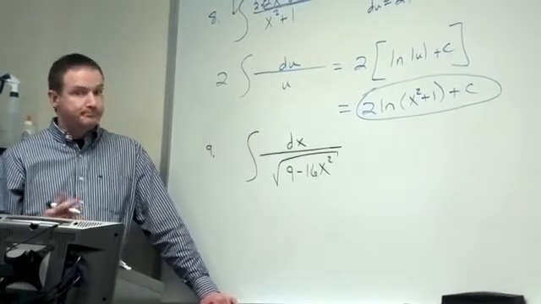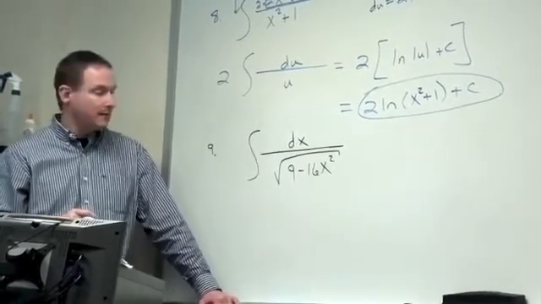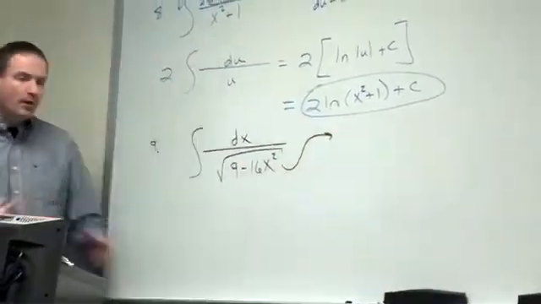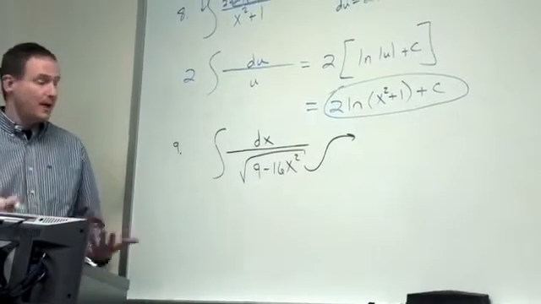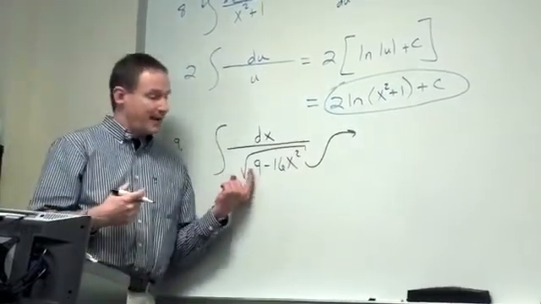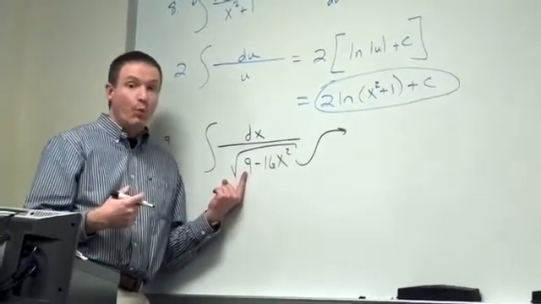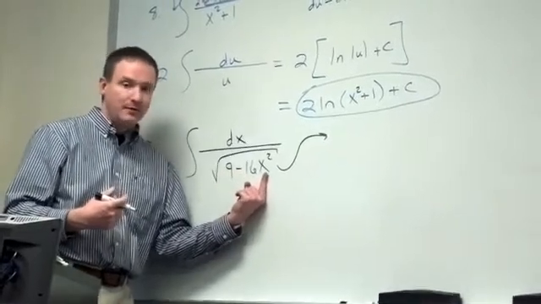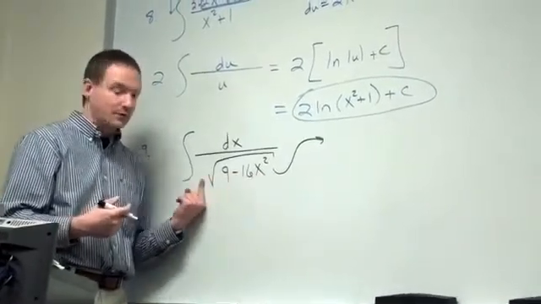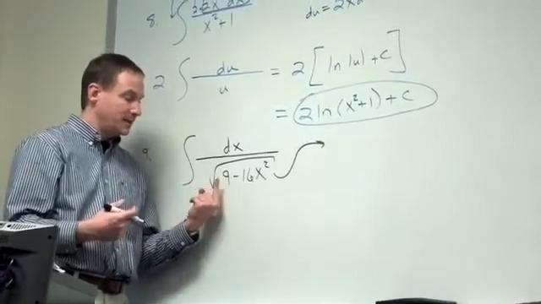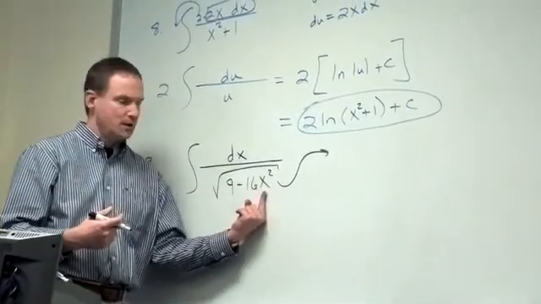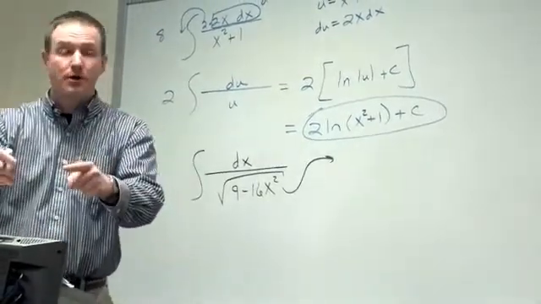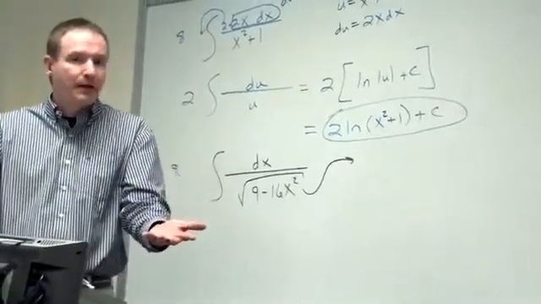So in this problem, here's what I'm going to think of. The only way that I could get this to come out is if I had a, because I need this 9 to become a 1. So I need a 9 minus 9x squared, then that would be easy. I'd get the square root of 9 is 3, and I'd bring out a 3, and I'd say the square root of 1 minus u squared. So instead of that 16x squared, I wish that was a 9u squared. That would make it a lot easier.